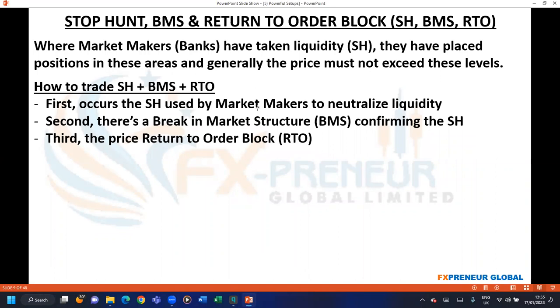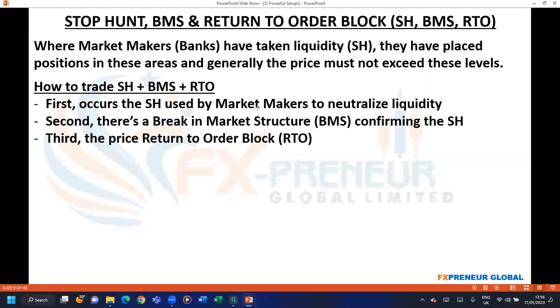Going forward, we are going to be looking at a combination of different setups. Here, we're going to be looking at the combination of stop hunt, break of market structure, return to order block. At the beginning of this series, we talked about break of market structure, change of character, failure swing, order block, stop hunt. All right. So we're going to combine a trade setup. We are putting everything we've learned together into one.